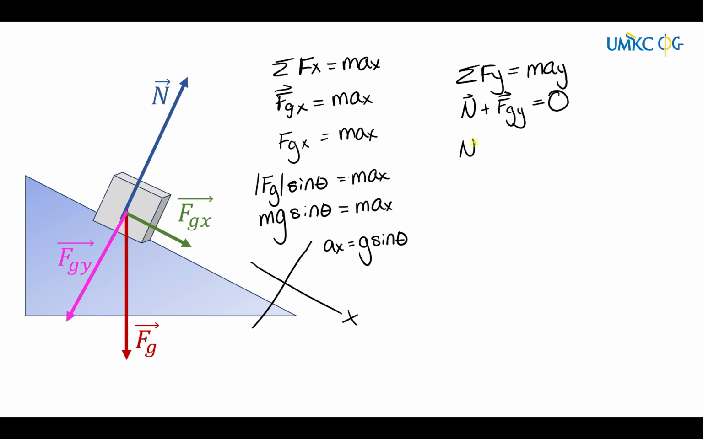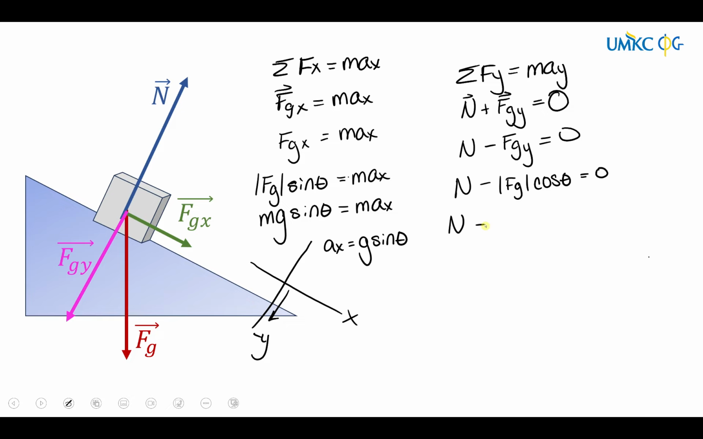Now I can incorporate directionality. The normal force is going in this positive y direction, and my force of gravity in the y direction is going to be negative. It's going in my negative y direction, it's pointing down. This is going to be equal to 0. I can now replace F_Gy with my normal force minus the magnitude of the force of gravity, cosine theta. This is equal to 0.